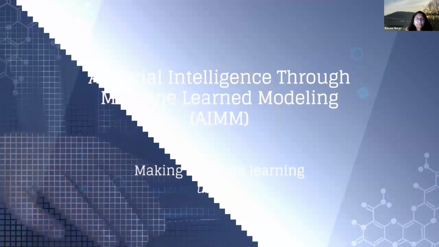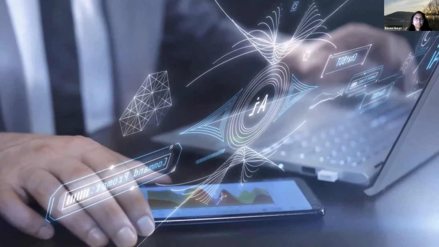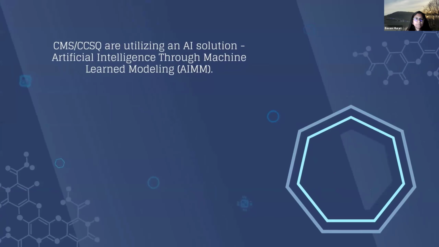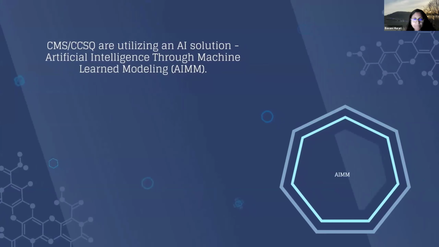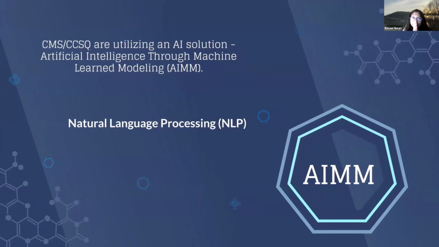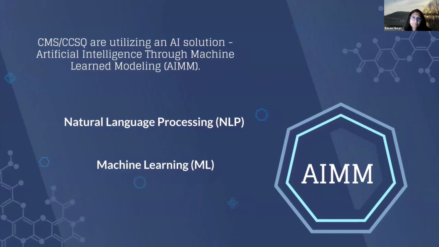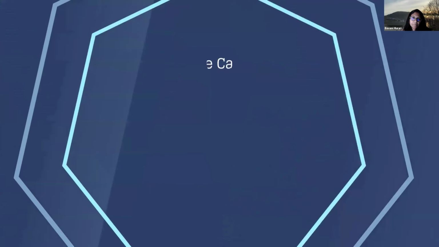Machine learning and artificial intelligence are transforming the workplace. CMS and CCSQ are utilizing an AI solution, artificial intelligence through machine learned modeling, AIM, which uses natural language processing, NLP, and machine learning, ML, to assist with labor-intensive, daunting tasks.